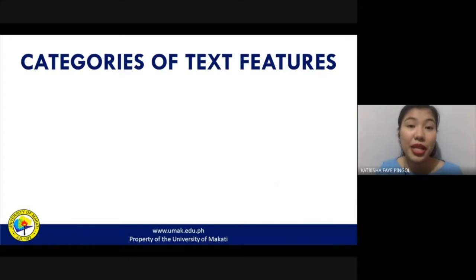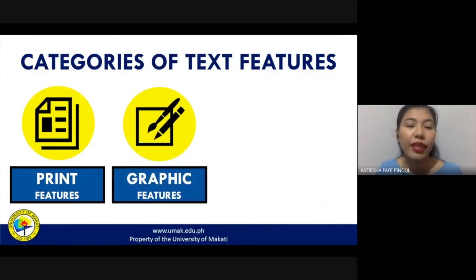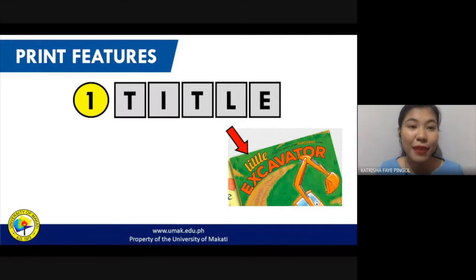There are three categories of text features. The first one is the print feature, graphic feature, and then, of course, organizational features. Let's go at them one at a time. Now, let's go to the different print features.